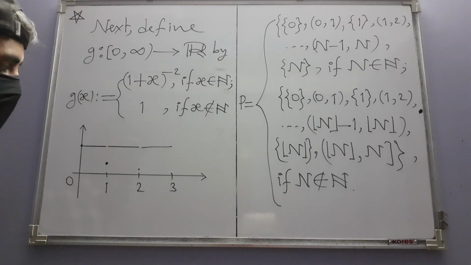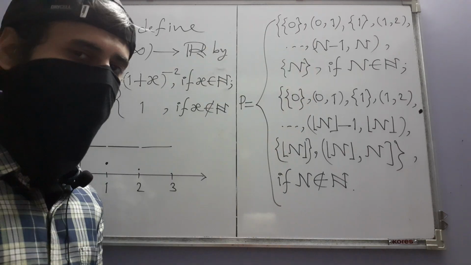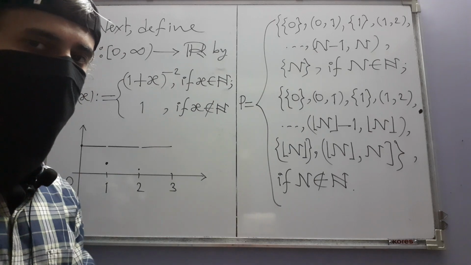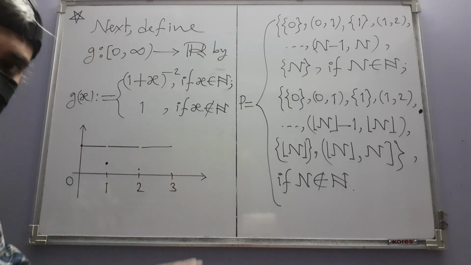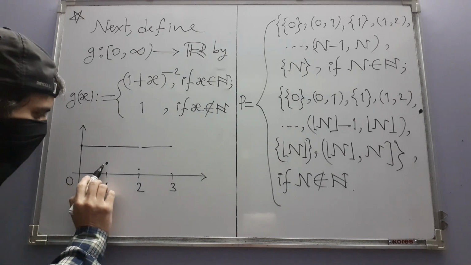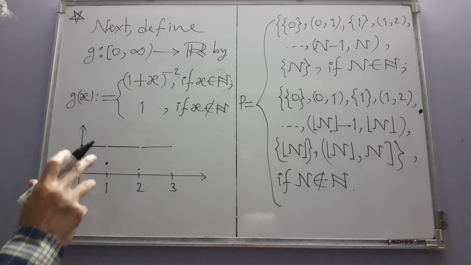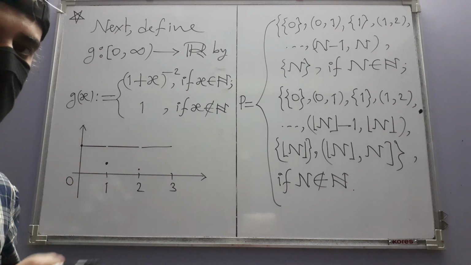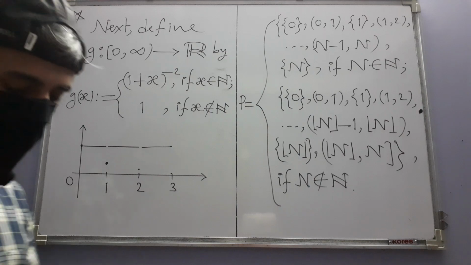You can now see that the areas are piling up. It's not like the previous case where almost everything is 0. Actually you have areas under the curve. But at the integer points something else is happening. Alright. So let's now see what will happen to the integrals of this function on those intervals and what will happen to the infinite series.